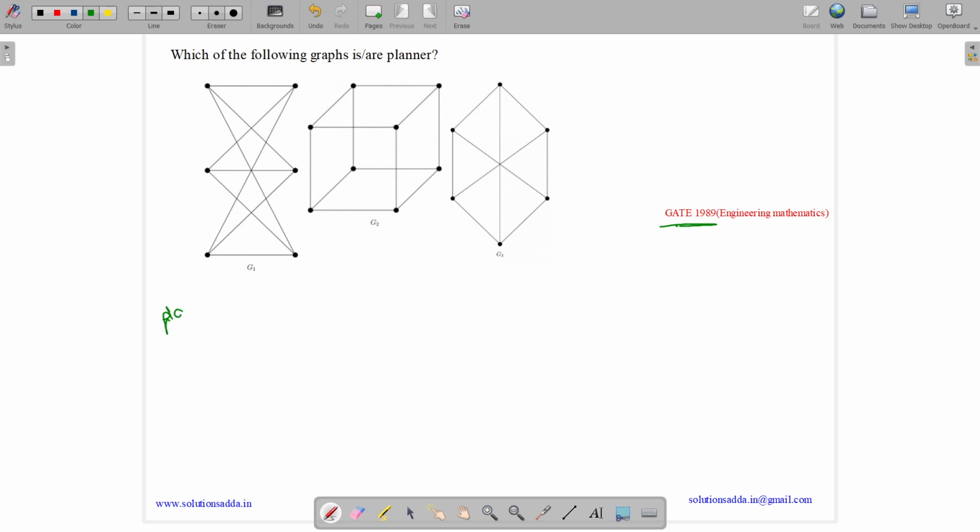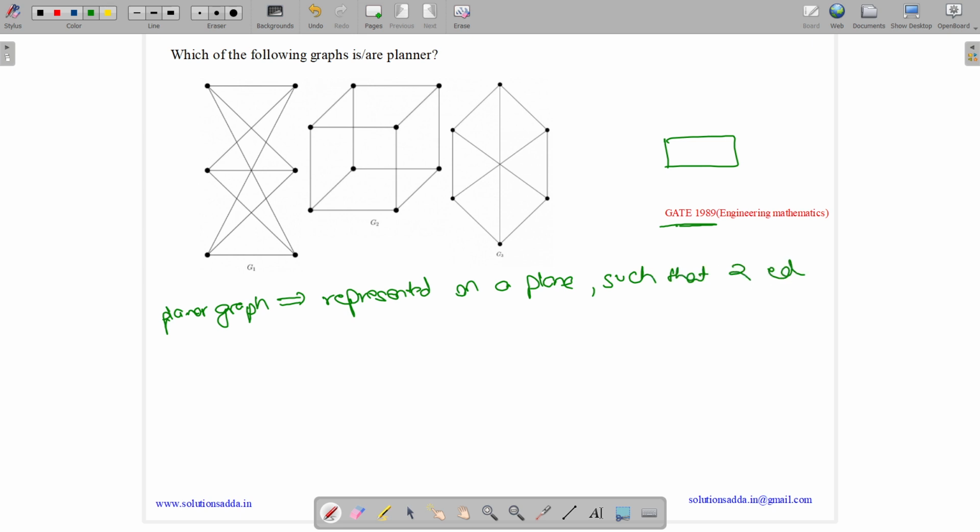A planar graph is a graph which can be represented on a plane. Represented on a plane means represented on a sheet of paper, you can assume. It can be represented on a sheet of paper such that any two edges intersect only at endpoints, which means we can have two edges intersecting like this.